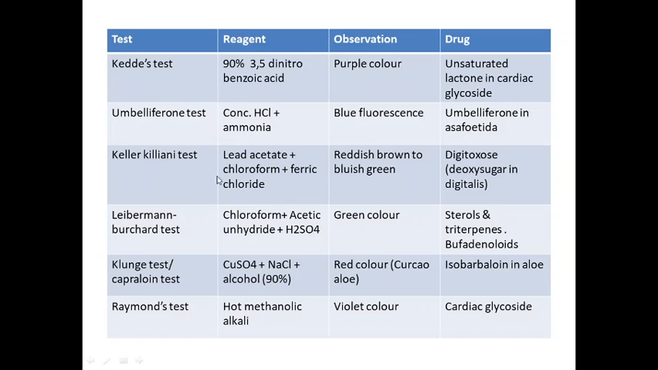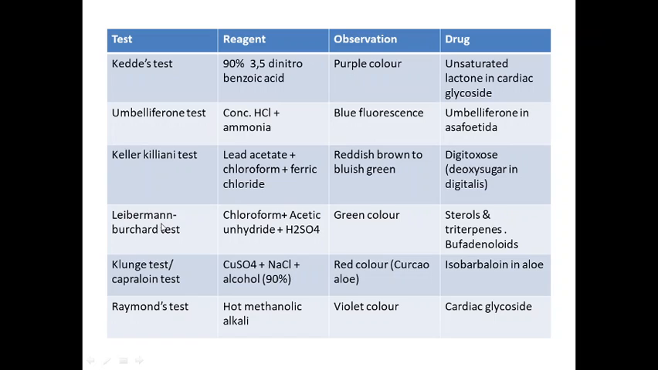Next, the Keller-Kiliani test. This Keller-Kiliani test is used for the identification of digitoxose, that is sugar, which is present in digitalis glycosides. Glycosides contain two different parts, that is sugar and non-sugar. So the sugar in digitalis glycosides is identified using the Keller-Kiliani test. In this test, lead acetate, chloroform and ferric chloride are used as a reagent, which shows a reddish brown to bluish green color in the presence of digitoxose sugar.